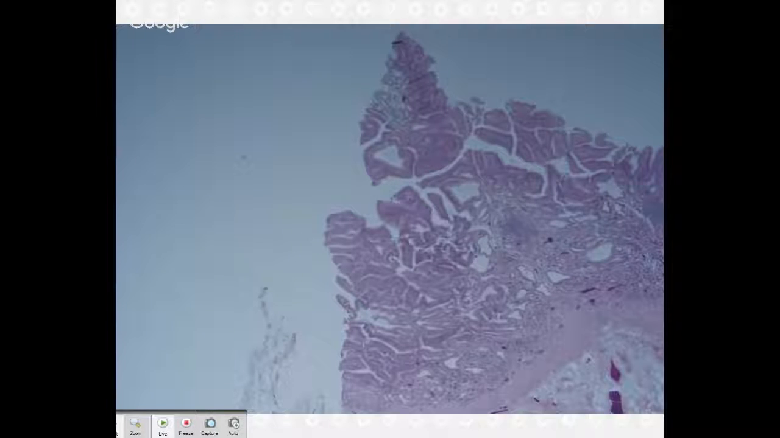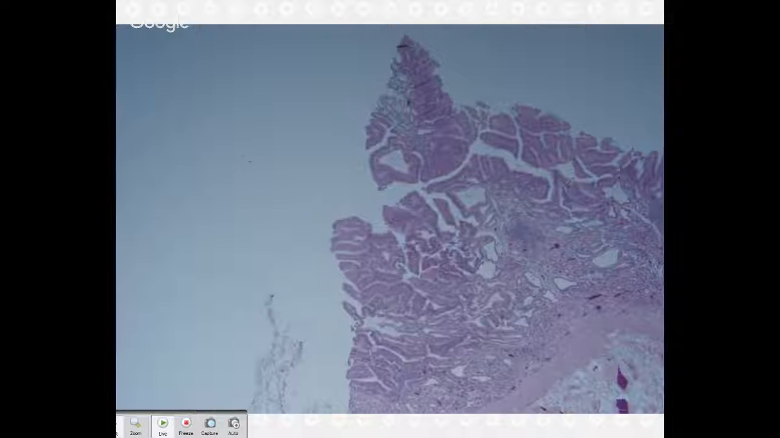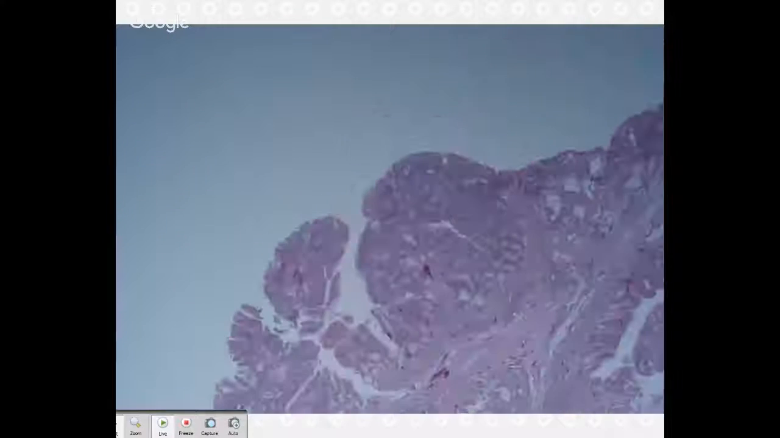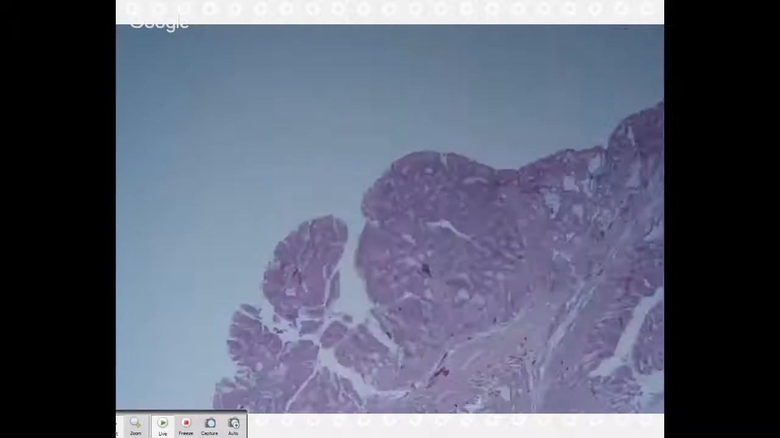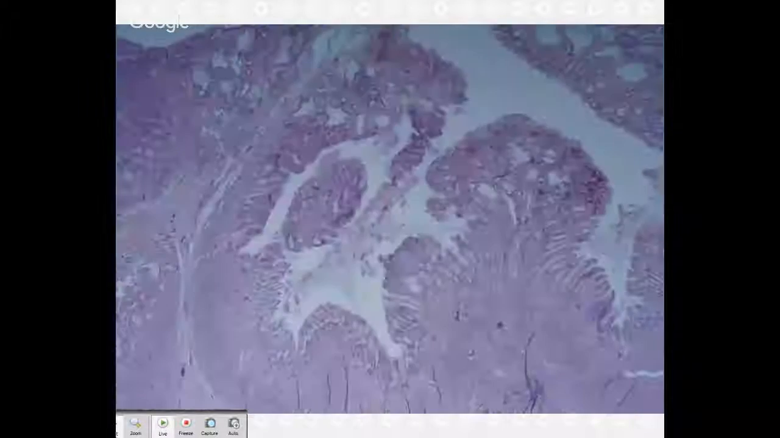Now, is this uncommon? Yes. Can it happen? Yes. And so I just want to point out to you that you can see dysplasia in a fundic gland polyp. It's most likely going to be in your syndromic patients.